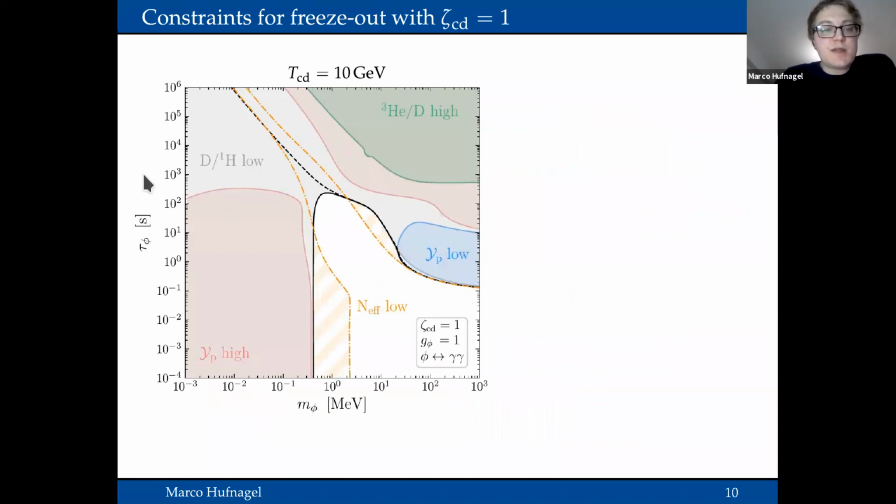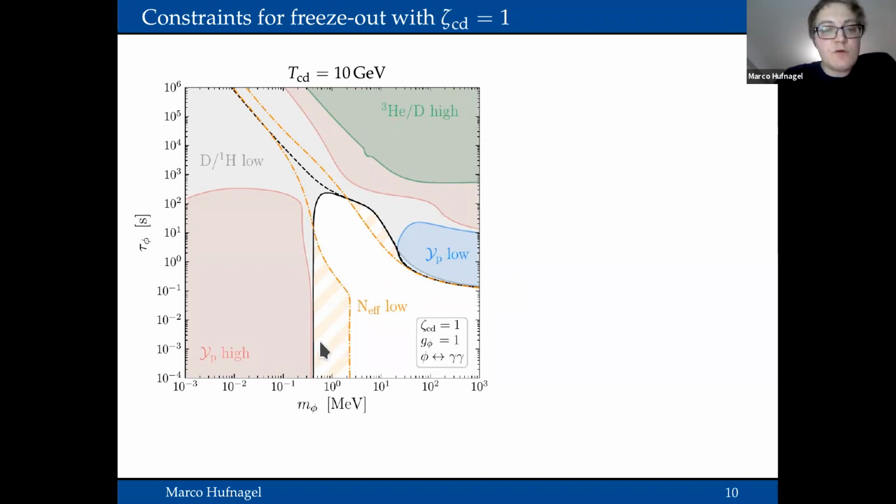So first of all, I would like to show you the constraints in the plane that's spanned by lifetime versus mass. And here I'm looking at a scalar mediator. So G means degrees of freedom. So this G is not a coupling constant. It's just 1 degree of freedom. And the scalar mediator decays exclusively into photons, decouples at a temperature of 10 GeV, so much before BBN, and at the time of decoupling has a temperature ratio of 1, so the same temperature as the standard model. But this is just a benchmark. It doesn't mean that it was actually in equilibrium with the standard model.